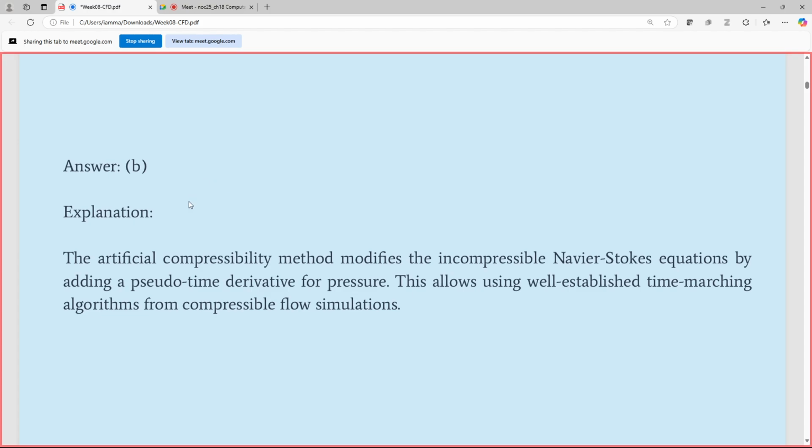Yes, the explanation of our answer is that it needs a pseudo time derivative of pressure, and by introducing this pseudo time derivative of pressure, it allows the incompressible problems to use well-established time marching algorithms that are normally used in compressible flow simulations.